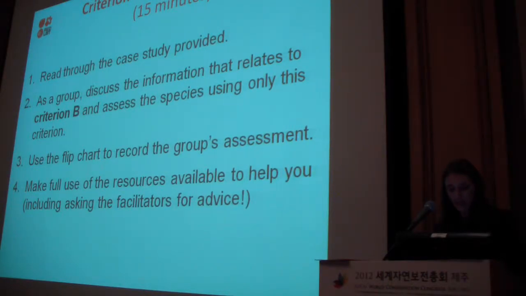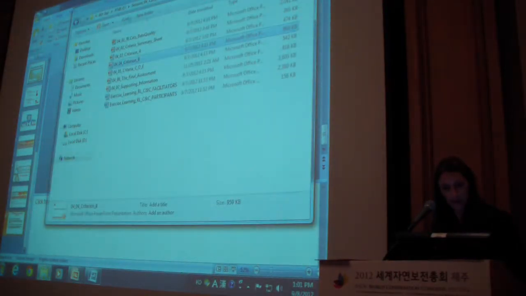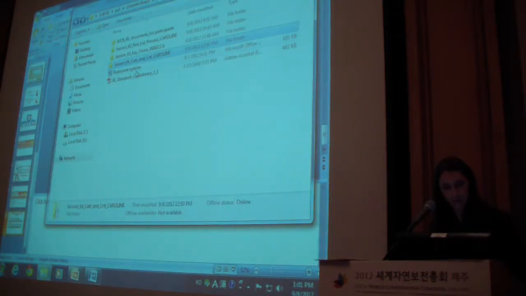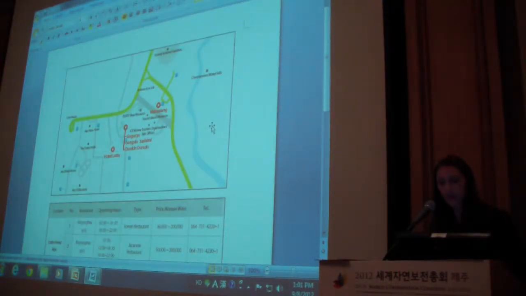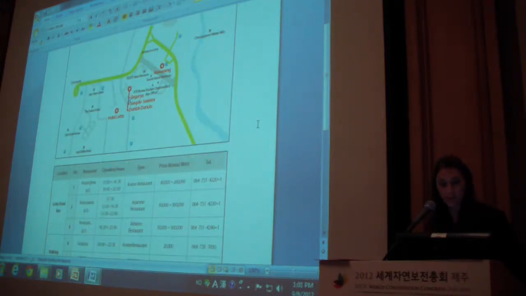Okay. Since it's 1 o'clock, I think we should break for lunch. We only have an hour for lunch. When we come back, we can do the criterion B exercise. Should be pretty straightforward. What I would like to do is show you your options for lunch. They're a bit limited, which is unfortunate. That's out of our control.